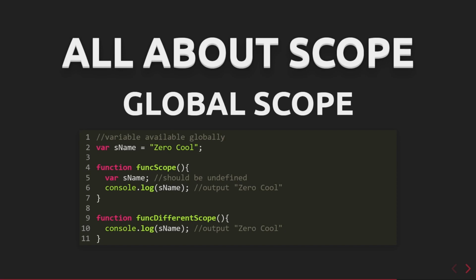Now let's learn about scope. There is global scope, function scope, and block scope. Initially, when var was used, it was only global scope. In this example, we have a variable called sName, which equals 0cool. Then we have a function called funcScope with the sName in it declared again. However, if you console.log sName, you will get out 0cool. There's also a second function called funcDifferentScope, and if you console.log sName there again, you will get 0cool again.